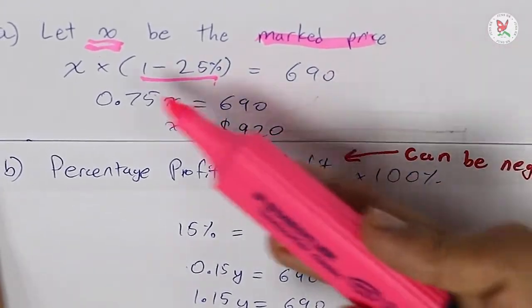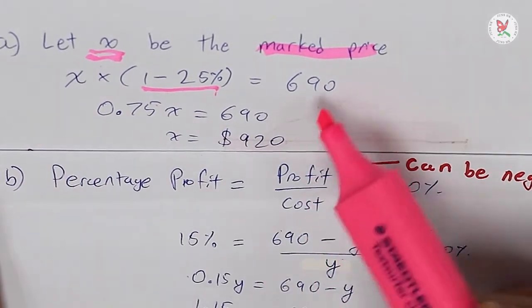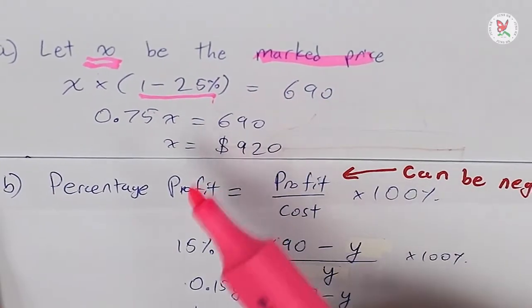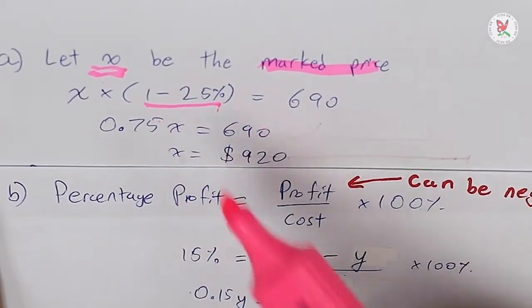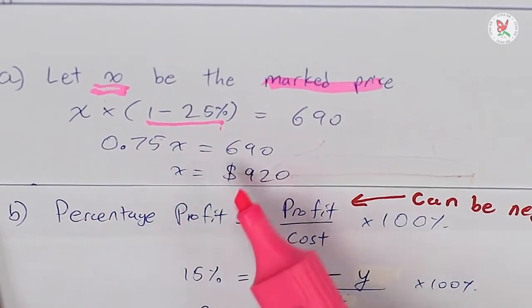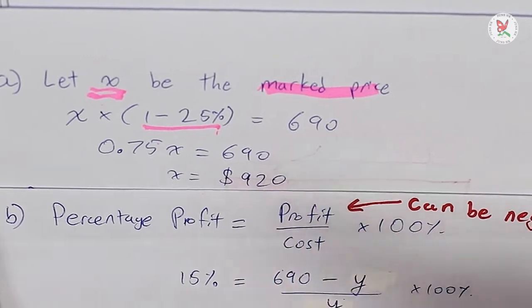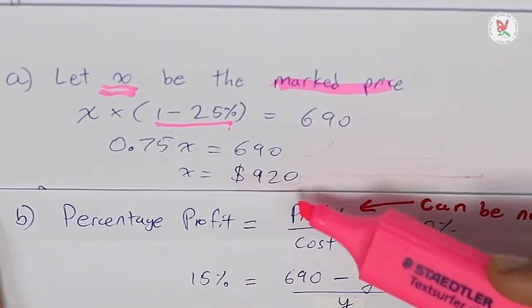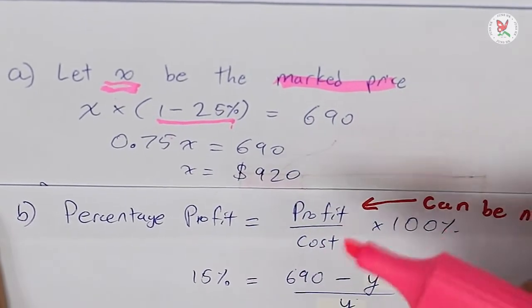And if we multiply this percentage by x, we will end up with the selling price, which is 690. So now we have the equation set up. If we do simple arithmetic, we can get the answer. So 1 minus 25% is 0.75. So 0.75x equals 690. And using the calculator, we get x equals $920. That's how we find the marked price.